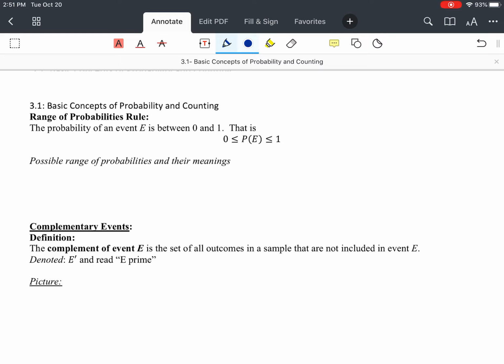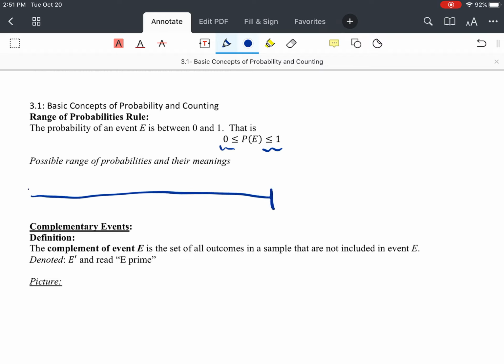All right, so the range of probabilities rule. Probabilities have to be between 0 and 1. So they have to be at least 0 and no more than 1. You'll never have a probability of 1.3 or 5.6. They will always be between these two numbers.